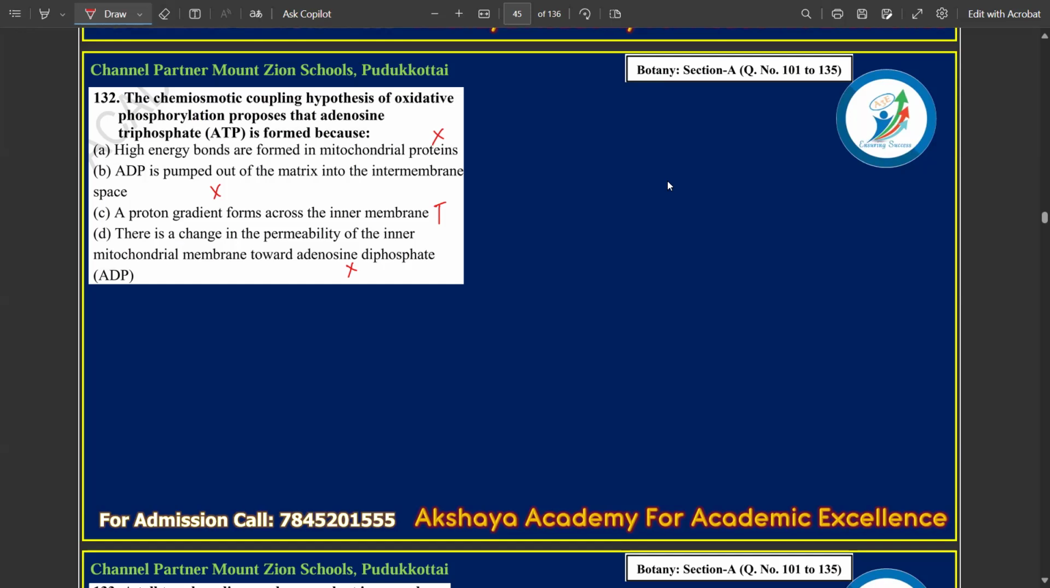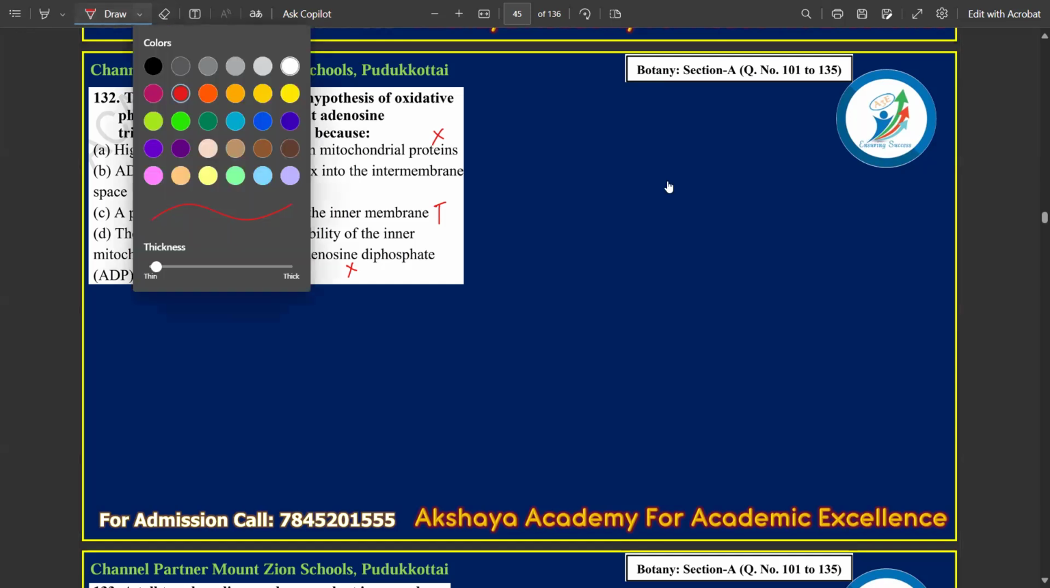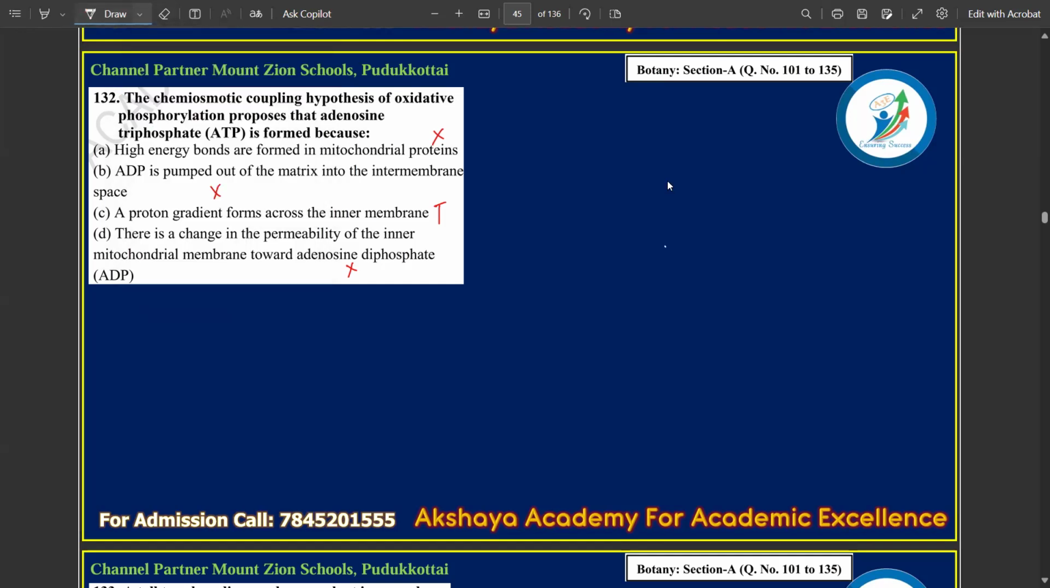Now how is the proton gradient generated? If you remember your Krebs cycle, or we can also call it the TCA cycle, the system is generating NADH and also FADH. I will write NADH2 and FADH2.